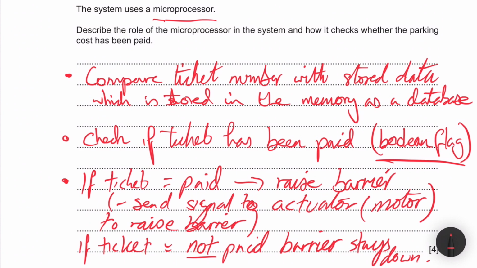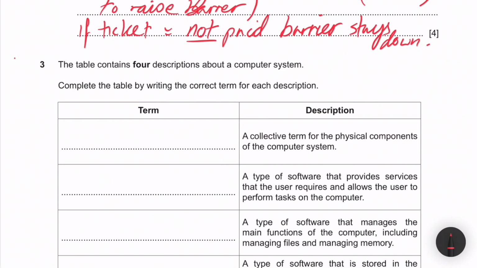If the ticket is paid, raise the barrier, send a signal to the actuator. If the ticket is not paid, the barrier stays down.